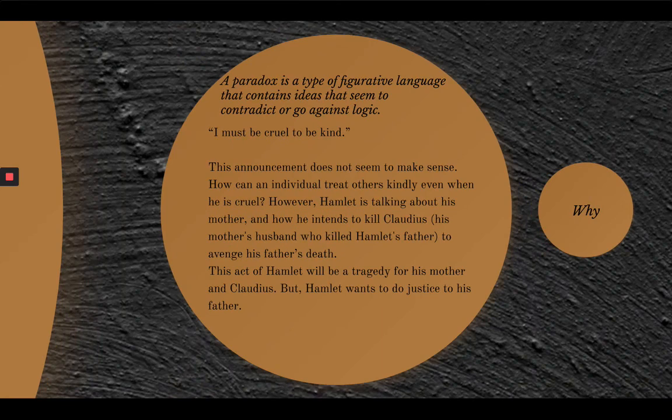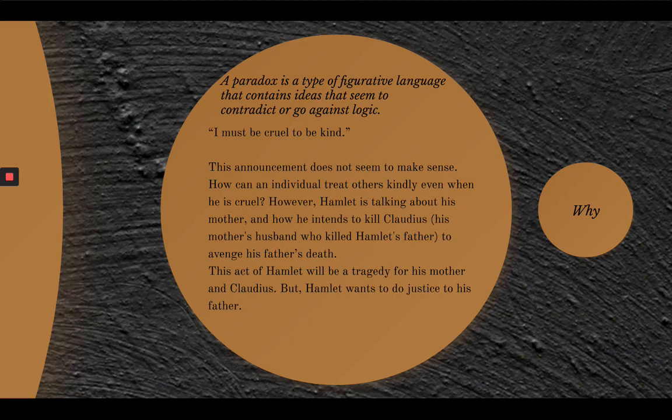A paradox is a type of figurative language that contains ideas that seem to contradict or go against logic. So I use this quote from Hamlet that says, "I must be cruel to be kind," which doesn't make sense when you read it the first time. How can an individual treat others kindly even when he is cruel?